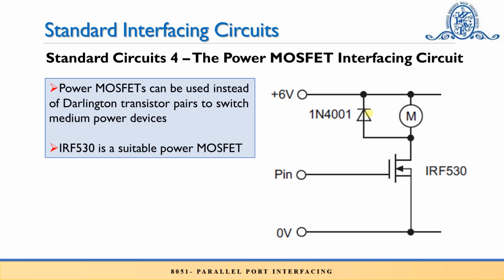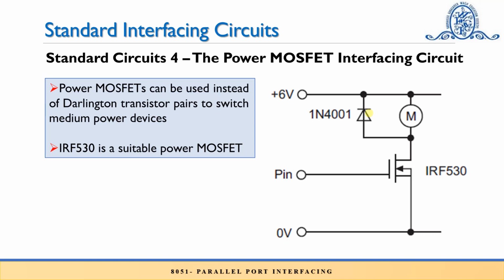Now let us consider one more simple standard interfacing circuitry in which we are using a power Mosfet instead of a transistor. In the previous lecture we studied the transistorized circuits. So in this case the transistor is replaced by the power Mosfet. Otherwise the functioning of the circuitry is almost the same. So instead of the Darlington pair we can use a power Mosfet.